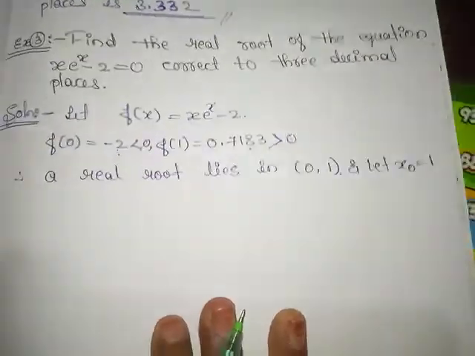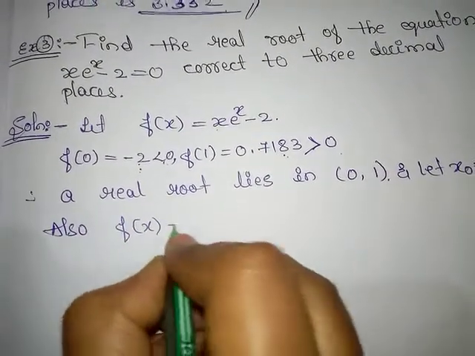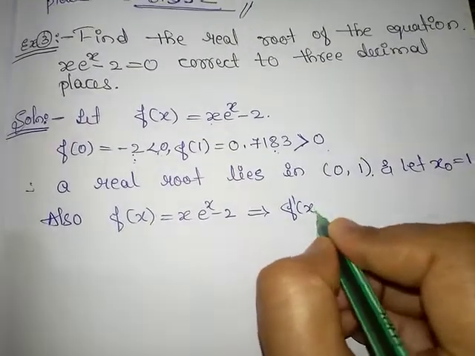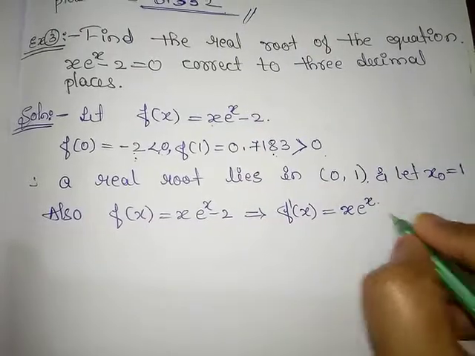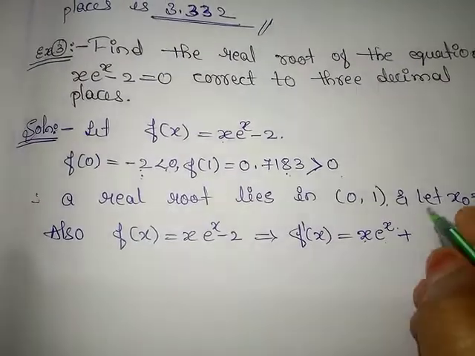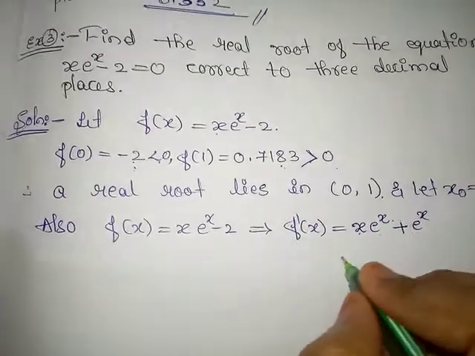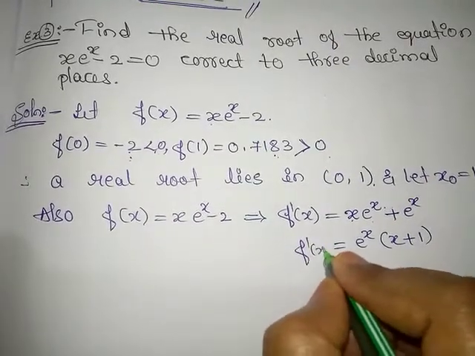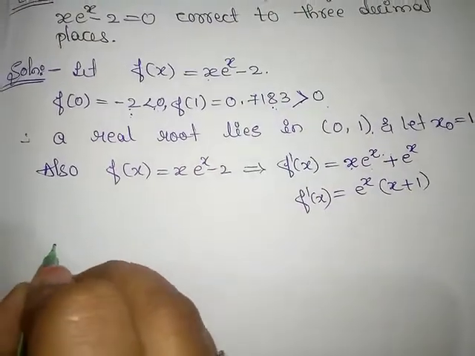1. Now, f of x is equal to x into e raised to x minus 2, which implies f dash of x is equal to x into e raised to x plus, keep x as it is, differentiation of e raised to x is e raised to x only, then keep x raised to e raised to x as it is, differentiation of x is 1 and this is 0. This can be written as e raised to x into x plus 1. F dash of x is e raised to x into x plus 1.